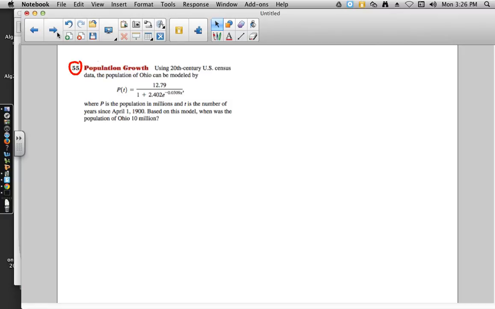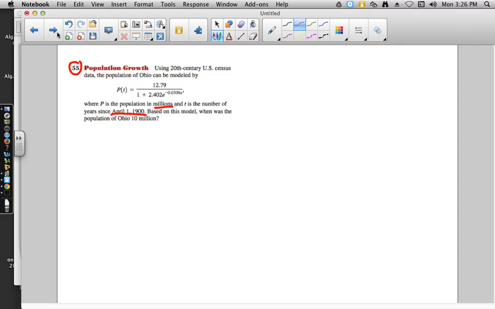All right, so now we've got the population growth out of the way with the exponential models. But this one is a population growth with our logistical model. So using 20th century U.S. Census data, the population of Ohio can be modeled logistically. We have P of t equals 12.79 over 1 plus 2.402e to the negative 0.0309x. Ouch, that's small. Where P is the population in millions, that's important. And T is the number of years since April 1st, 1900.